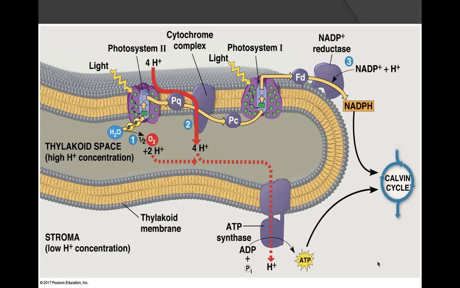The cytochrome complex consists of various types of proteins and also consists of plastoquinone and plastocyanin, PQ and PC for short. Together, these make up the electron transport chain that allows for those electrons to pass between photosystem 2 and photosystem 1. Remember that once these electrons leave photosystem 2, we have an electron deficit. This is where we need to replace those electrons using water.